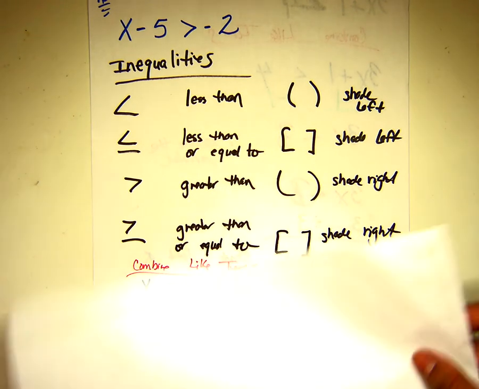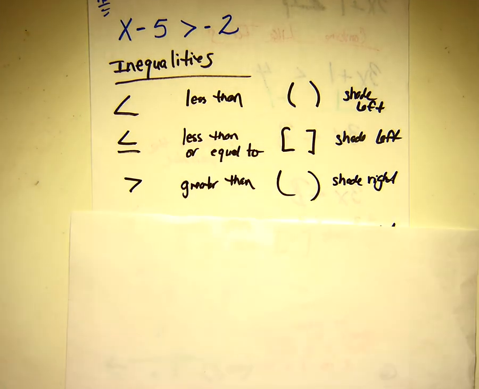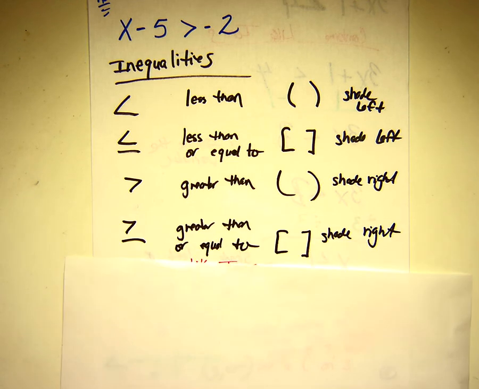Next, we have an inequality. So inequality is another way of saying not equal to. So this will be the ideal time for you to pause the video and write these down. So in regards to the inequalities, you have your less than, less than or equal to, greater than, and greater than or equal to.